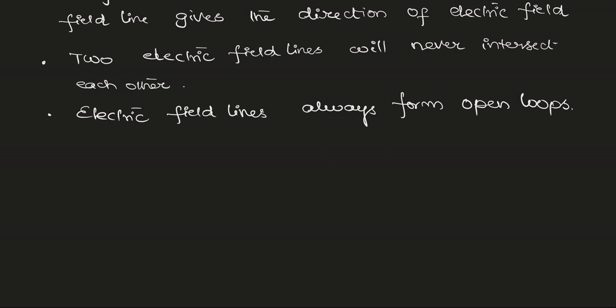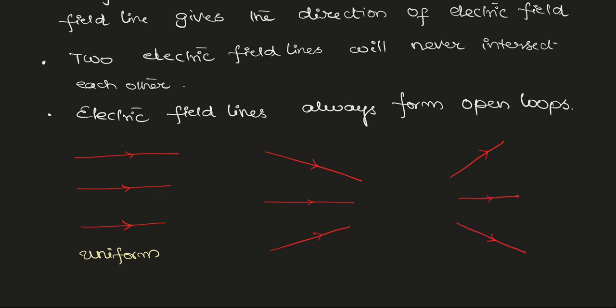And we are having a few more points like this. If all the electric field lines are equally spaced, then we'll call that a uniform electric field. And if we are having either converging or diverging field lines, then we'll call that a non-uniform electric field. So both are examples of non-uniform electric field regions.